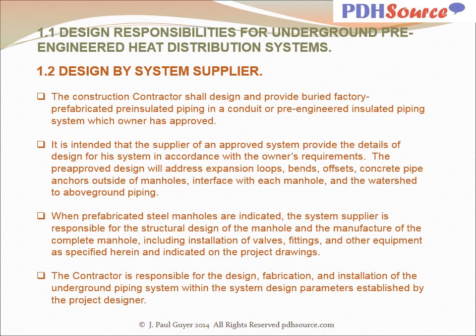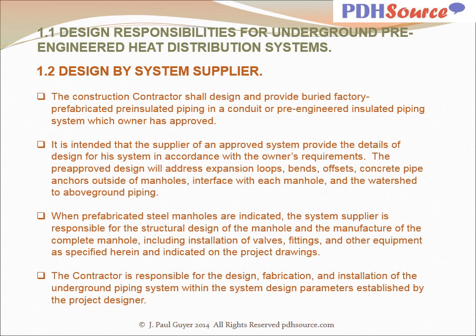The construction contractor shall design and provide buried factory prefabricated pre-insulated piping in a conduit or pre-engineered insulated piping system which owner has approved. It is intended that the supplier of an approved system provide the details of design for his system in accordance with the owner's requirements. The pre-approved design will address expansion loops, bends, offsets, concrete pipe anchors outside of manholes, and interface with each manhole and the watershed to above ground piping.